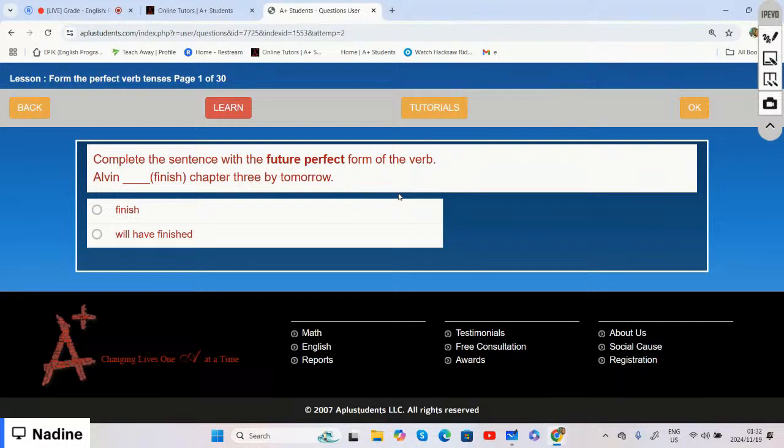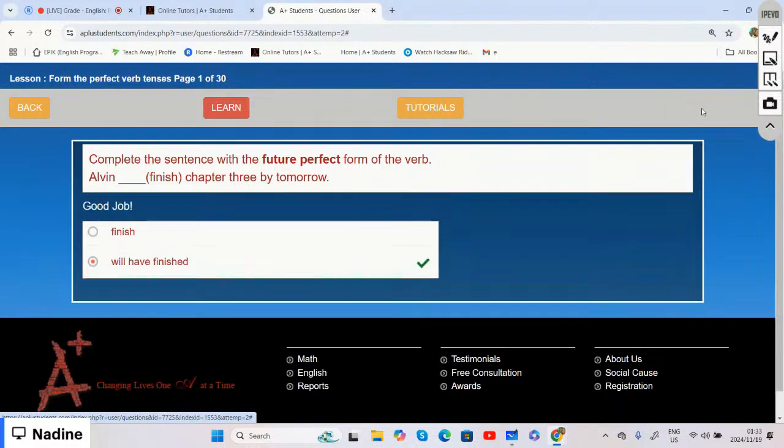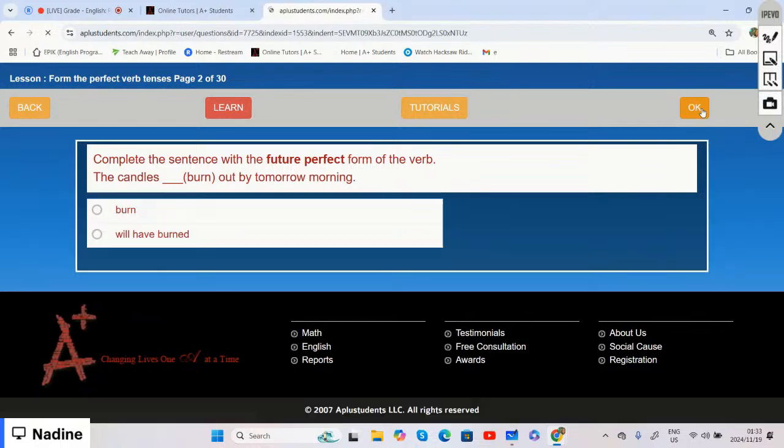All right. And if we were to select the sentence with the future perfect form of the verb, then we will use Alvin will have finished chapter 3 by tomorrow. Remember, we said that we use the helping verb will have in front of our main verb. So well done.